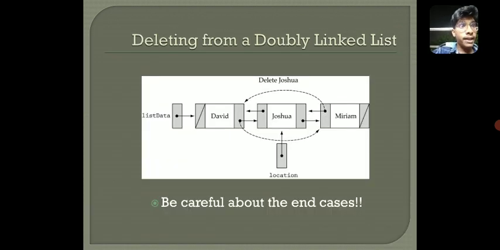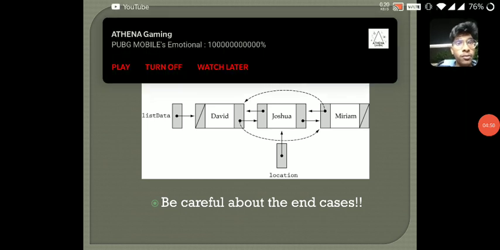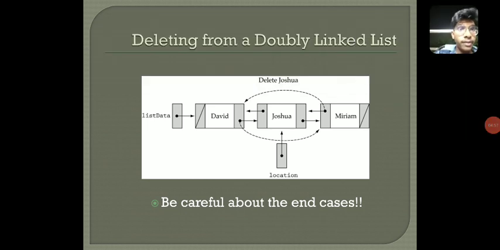Deleting from a doubly linked list. We have to be careful while deleting an element, especially in end cases. As we can see, we have an example with the list data of David, Joshua and Miriam. We need to delete Joshua, so we first need the location of Joshua, with the addresses of David and Miriam. If we delete these addresses, then Joshua will be automatically deleted.